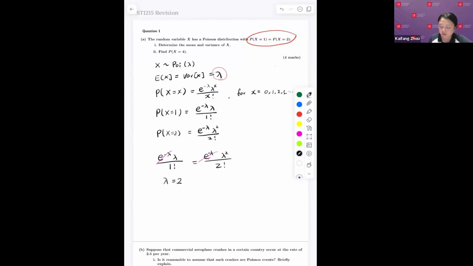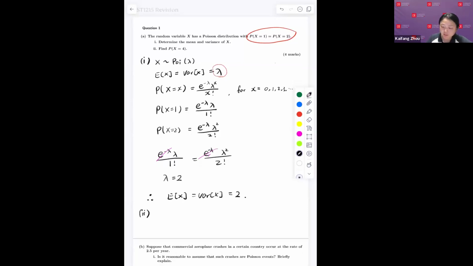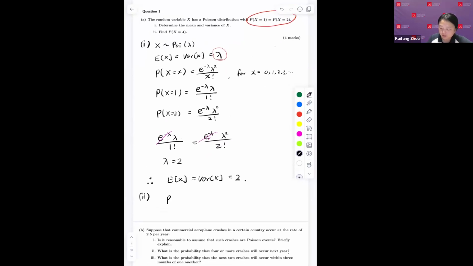Okay, but this is not the end of the question. We need to write the conclusion. So hence we have expectation of X is equal to variance of X, which is equal to 2. Okay, so this is the end of question I. And for question II, simple. For probability of X equal to 4, all you need to do is plug in the formula.